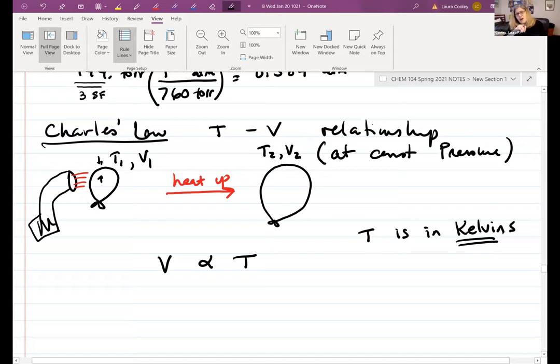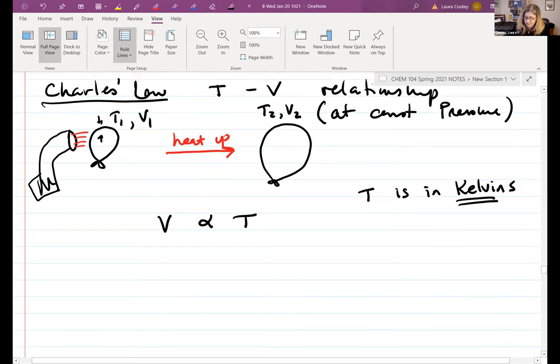When you do gas problems, you actually have to be very careful about your units. So heating up the balloon will cause the volume to go up. And by the way, the atmospheric pressure, the pressure exerted, is the same in both cases. So P is constant. The pressure on the balloon is constant.